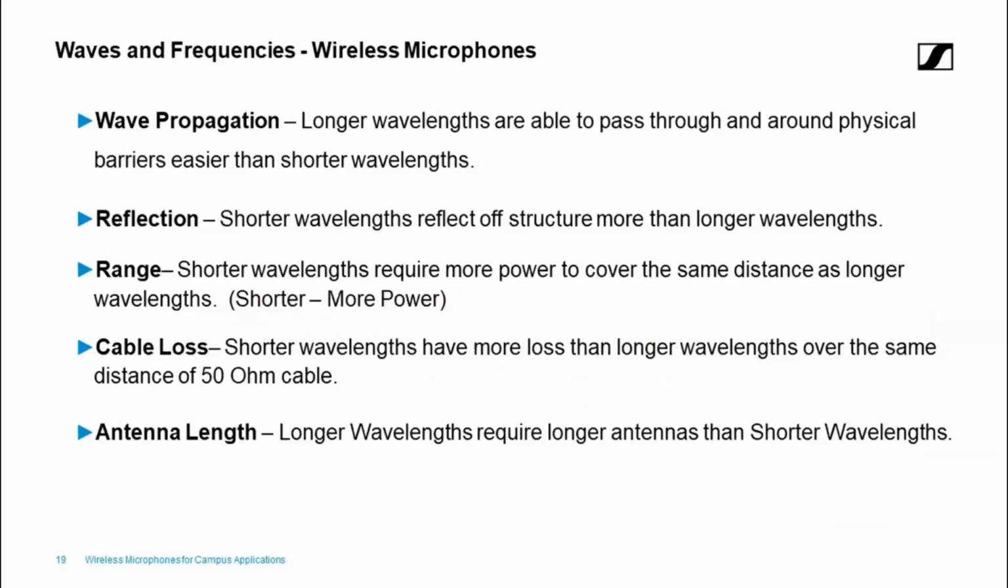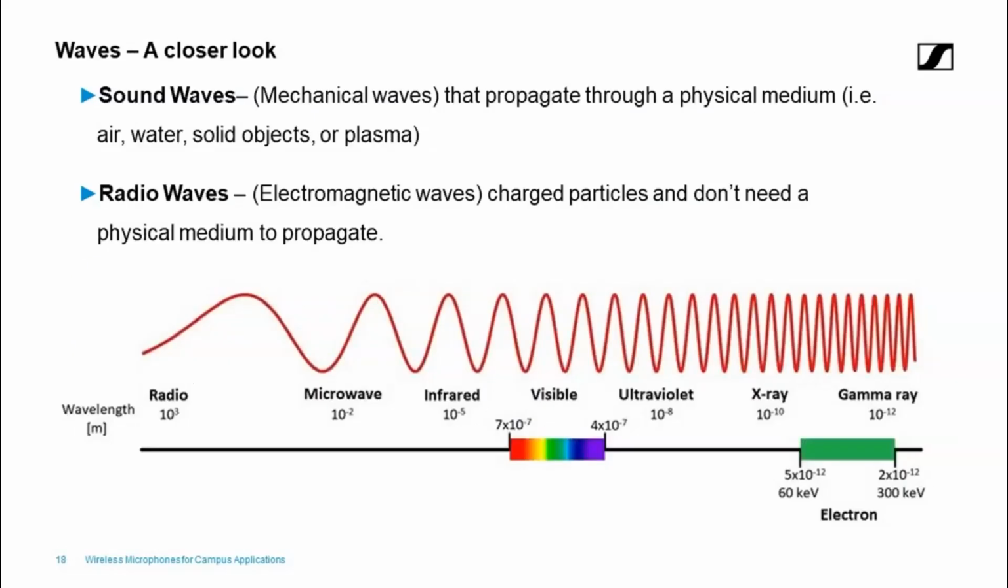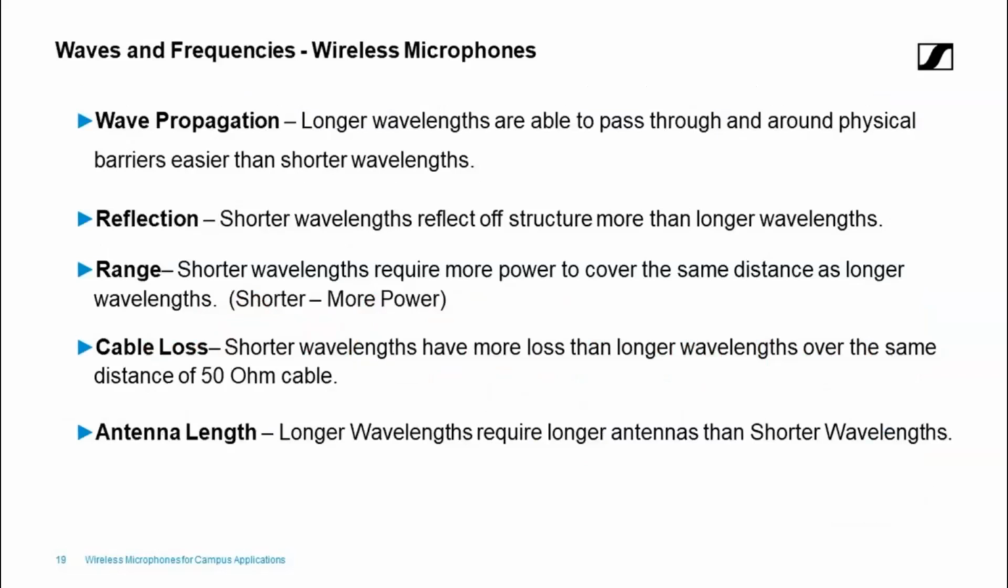So in terms of wave propagation itself, the longer the wavelength, the better it is to pass through or around certain objects that could be blocking that transmitted wave. So when we think about our lower frequencies and our most standard wireless microphones in the UHF range, they are considered a longer wavelength compared with the gigahertz ranges, which are much higher. They can pass around and go through hard objects a little bit easier. So because of that, they don't reflect as much as shorter wavelengths do.